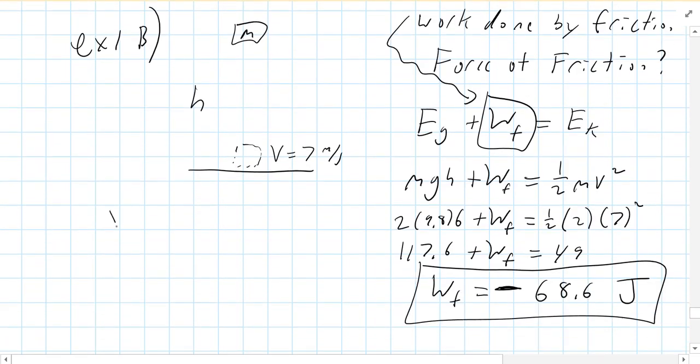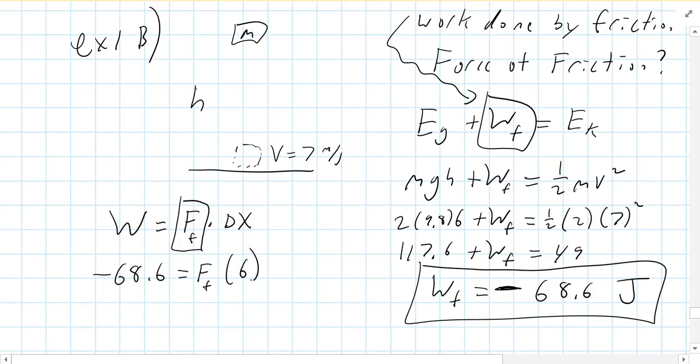So we have an equation for work. Work is force times delta x. I'm asking you for the force of friction, so here's our unknown. We know the work, it's negative 68.6. We just calculated that. We're trying to find the force. We don't know that. And we know delta x is 6, okay? So if you divide both sides by 6, you get the force of friction. Force of friction is negative 11.4, and it's a force, and it's newtons, okay?